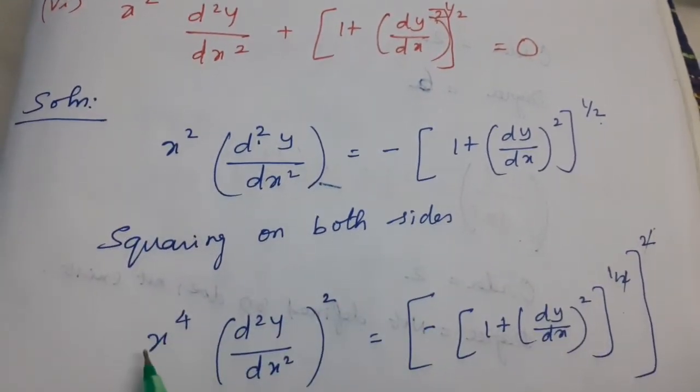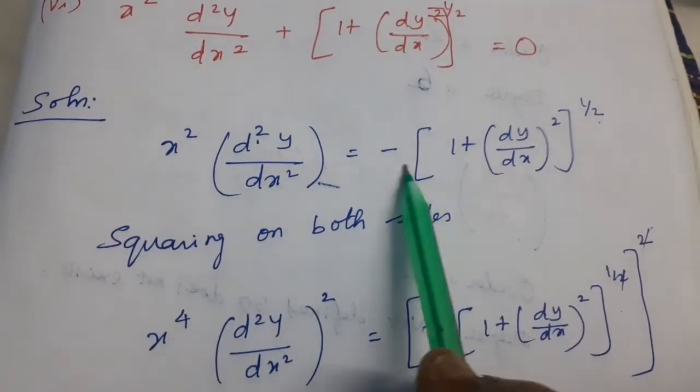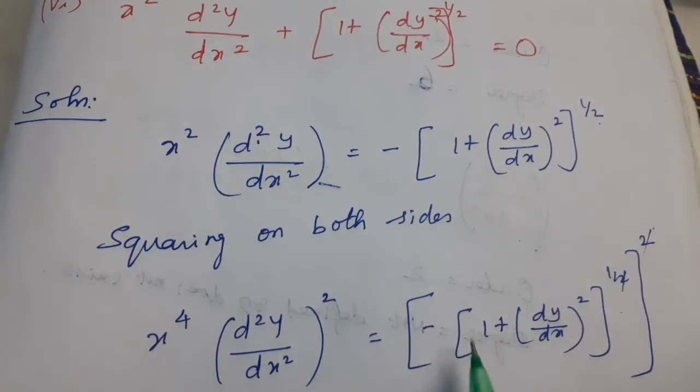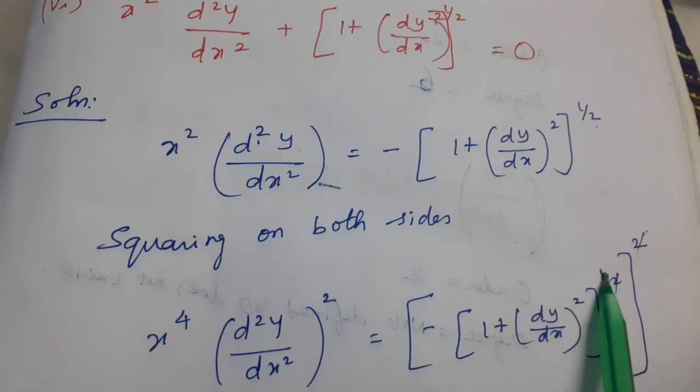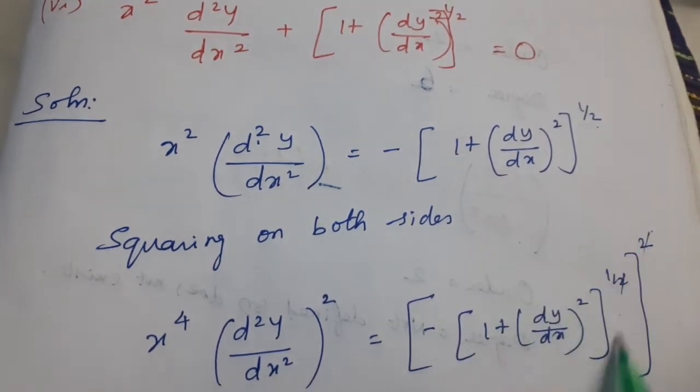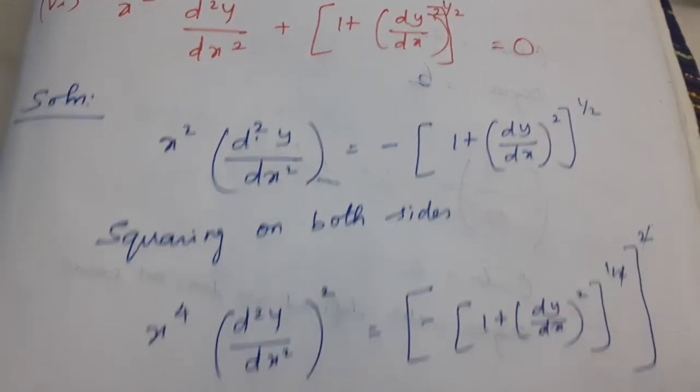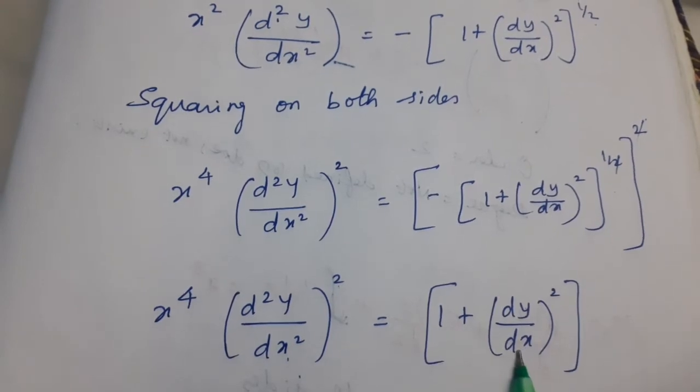If you square on both sides, what happens? x power 4, this is the whole square. Squaring means the minus becomes plus automatically. So 1 plus dy by dx the whole square, whole power 1 by 2. This is again whole square, so the 2 cancels and it becomes 1 plus dy by dx the whole square.